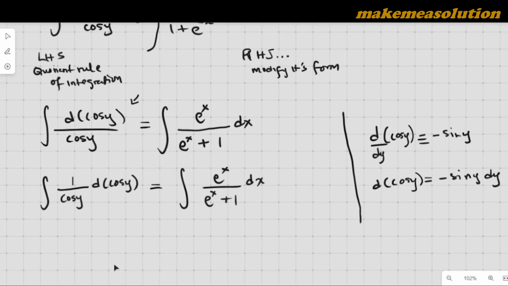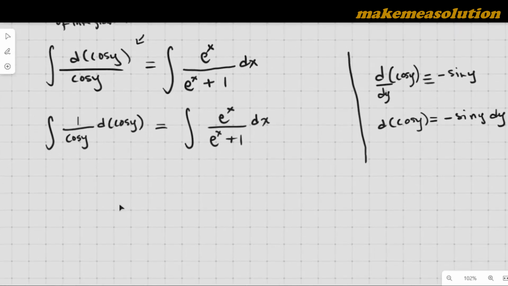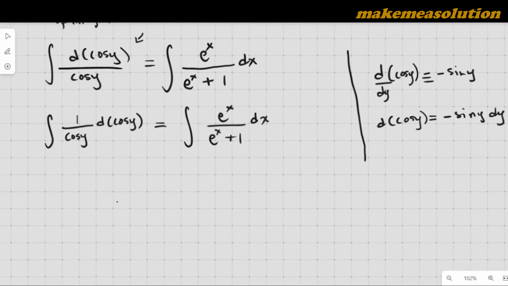Now this approach of solving your problem is important because you can now see this left hand side as if you were integrating something like 1 over x dx, 1 over something d of that same thing. Is that okay? And when you integrate 1 over x dx, it gives you ln x.